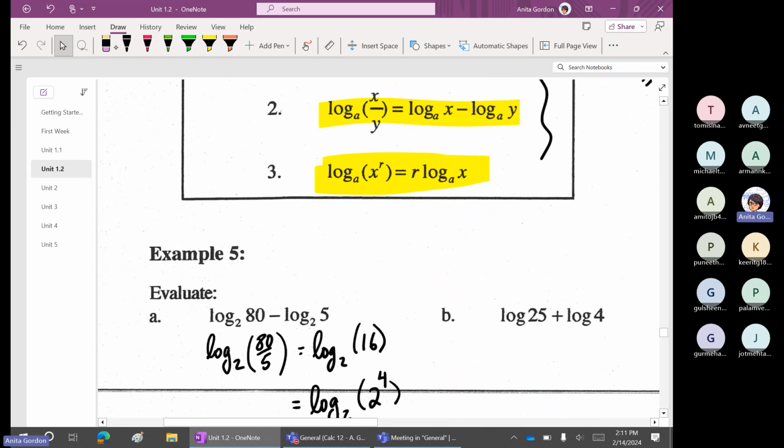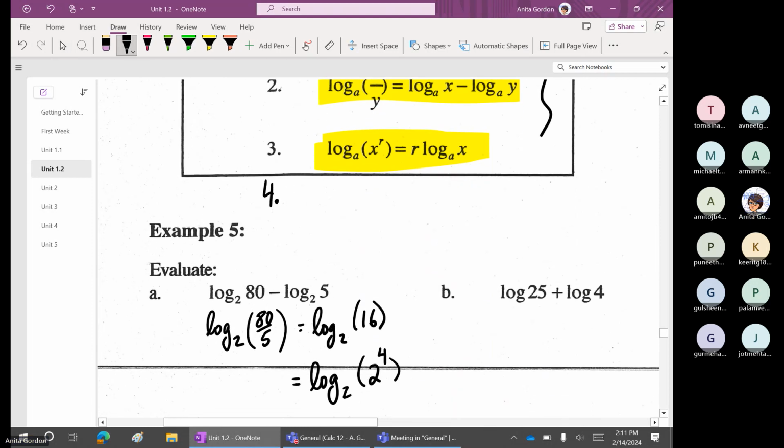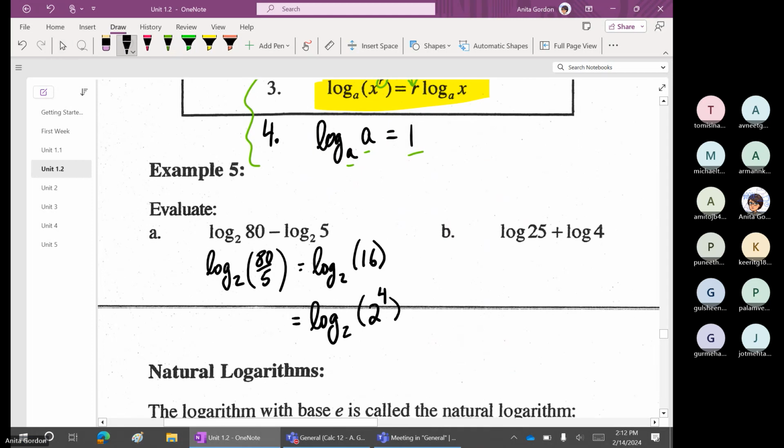Can we apply this rule? Log base a. They're combining these two things. The exponent becomes a coefficient, and if you have the same base as the one in the log, it simplifies.